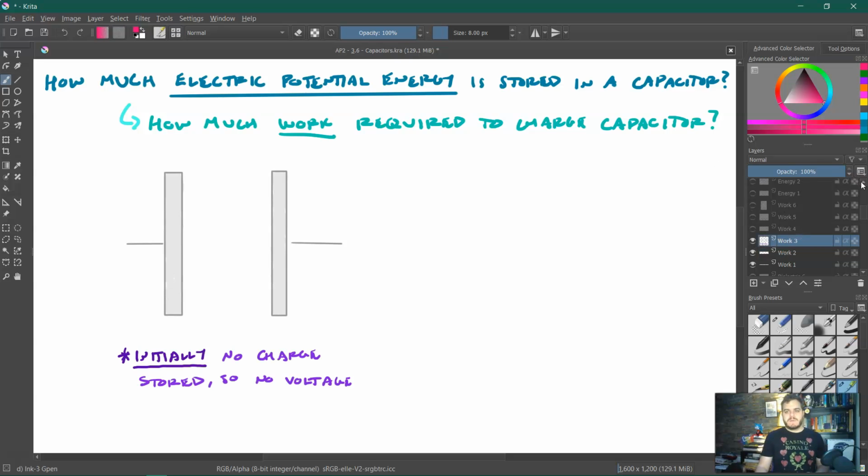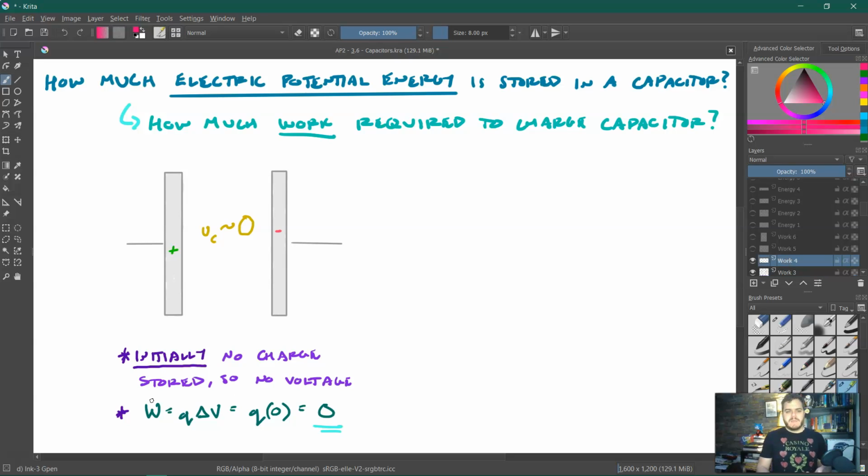When we first start charging a capacitor, initially, I've got 2 parallel plates here, and there are no excess charges on either one. So initially, we have no charge stored, and so there's no voltage between the plates. Well, if there's no voltage between the plates, then the work is equal to Q delta V, but the voltage is 0. It literally is going to take no work for me to put, for instance, a positive charge here and a negative charge here, because we're not having to fight anything. And if that's the case, initially, the potential energy stored in the capacitor is going to be about 0. We've not really stored much energy yet.